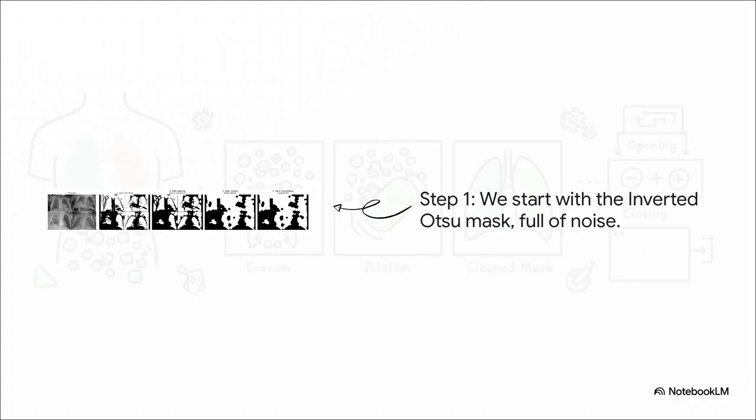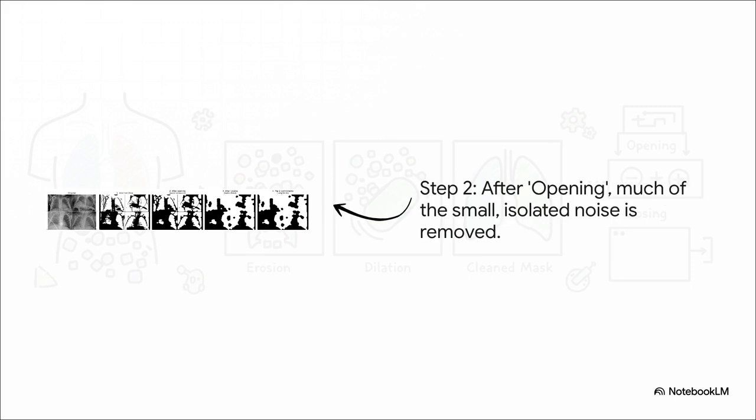So step 1, we start right here. This is our raw, chaotic mask, with noise just splattered all over the place. Now for our first move, a morphological opening, and just watch, poof, the vast majority of those tiny disconnected white blobs just vanish. It does a great job cleaning up the background, but notice we still have some of those pesky holes inside the lungs themselves.